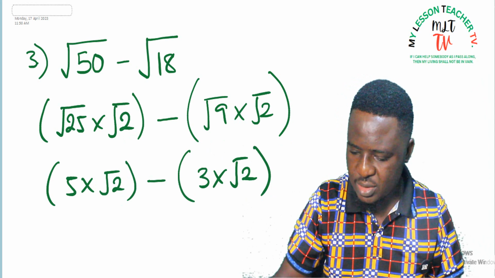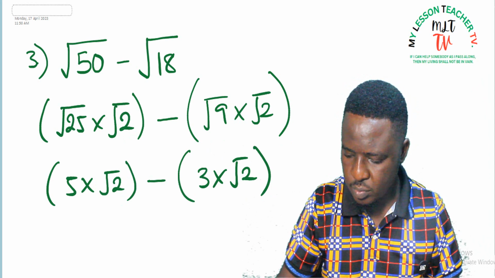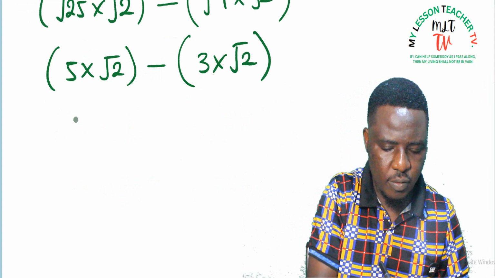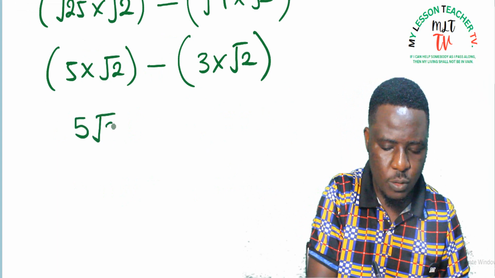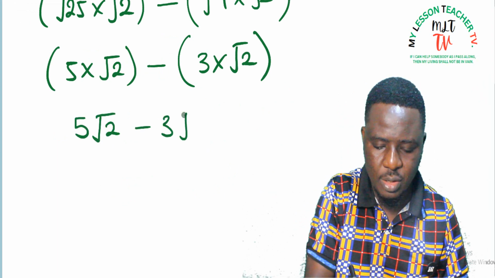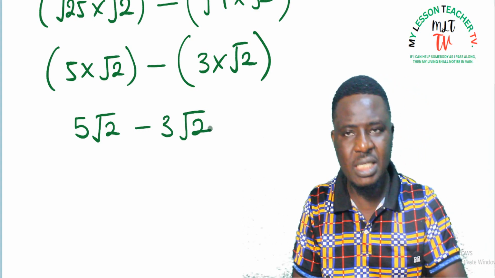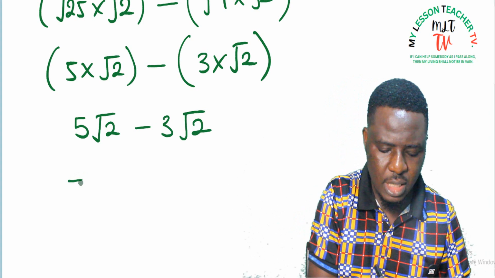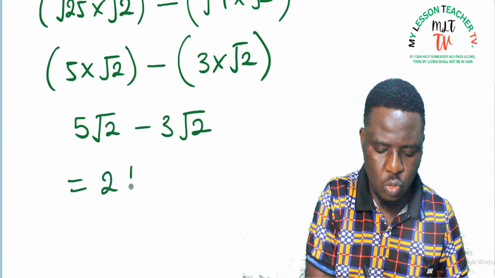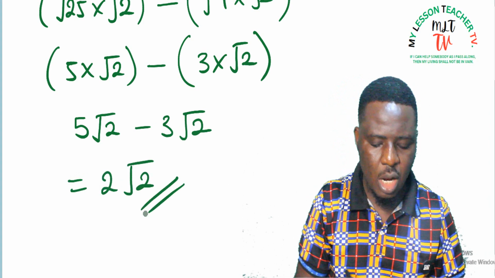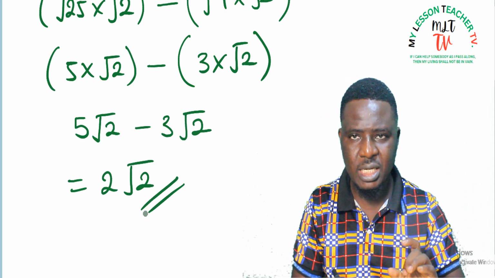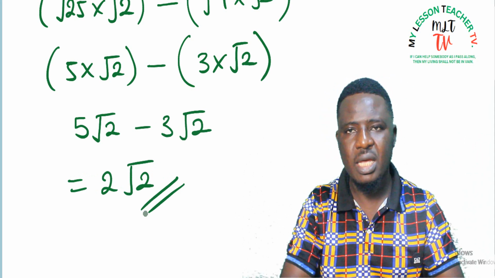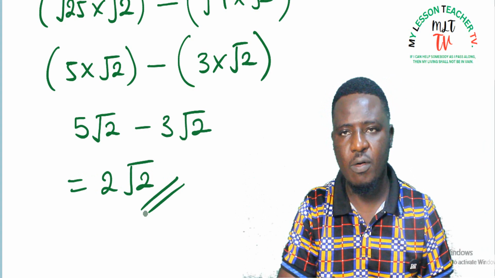So when you simplify this, this gives us 5 root 2 minus 3 root 2. And since they are like terms, we can subtract one from the other, and this is equivalent to 2 root 2. Now, it is always advisable, just like I said, to leave your answer in their basic surd form.